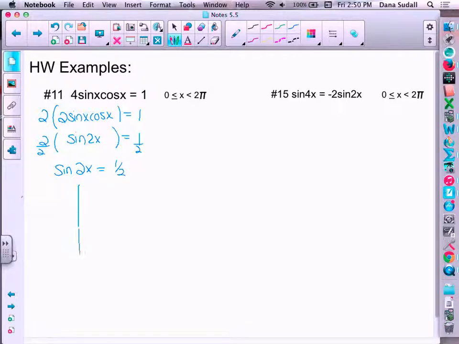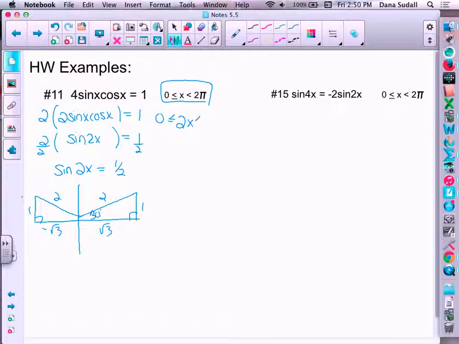If I draw that triangle, sine's positive in the first and the second. So that's a 30-degree reference angle in there. Well, my interval is set up for 0 to 2 pi for x. So 2x is going to fall between 0 and 4 pi, which means I'm going to have to go around twice to gather up these angles.